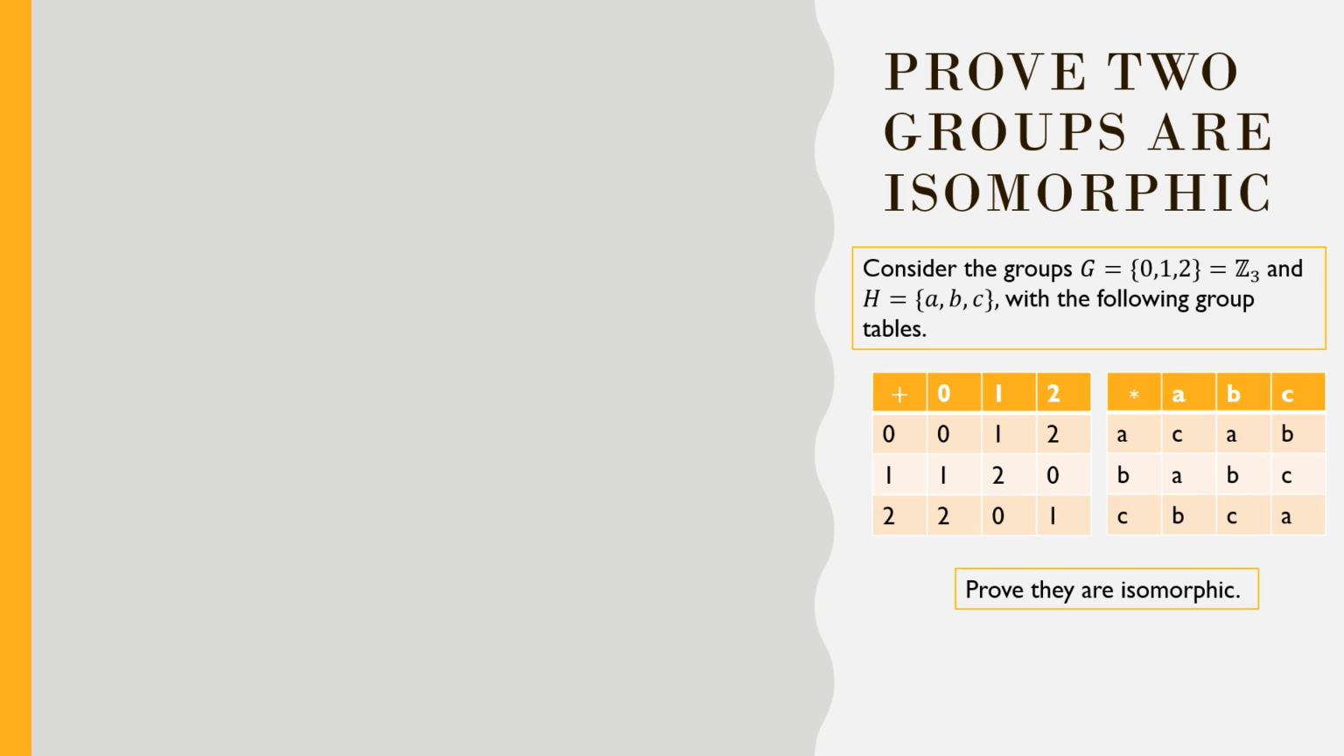Now I need to find what 1 and 2 map to in H. There are only two options, so I'm going to try mapping 1 to A and 2 to C. I need to check that the function 1 add 2 maps to A and C as well, and the group is therefore isomorphic.